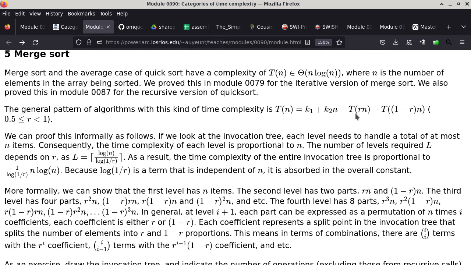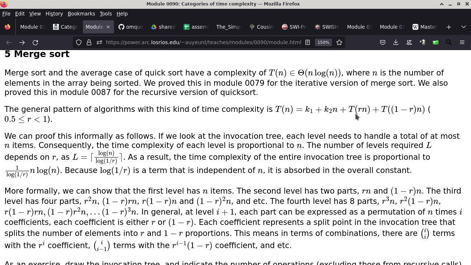So r has to be less than 1, but it has to be greater than or equal to 0.5, because I need to know which side it is lopsided. So r is the one part that is greater than or equal to 0.5. So we divide the problem into two halves. One half is going to be r times n, and then the other half has to be 1 minus r, the whole thing, times n, in order to reconstitute the entire thing.